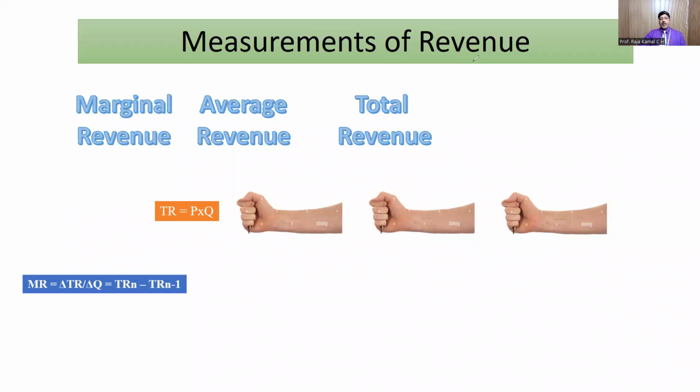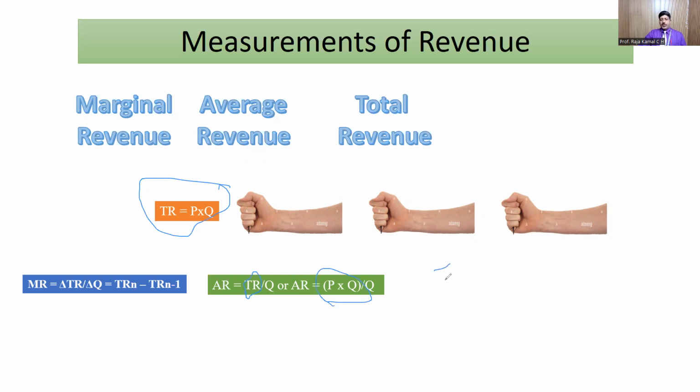Next, we will discuss average revenue. Average revenue is the total revenue divided by quantity, or P into Q by quantity. Both are the same because the total revenue formula is P into Q. You can use TR or P into Q, both are the same. Suppose the total revenue I received was 50 and the number of units I sold was 5. Now the average revenue is 10. This is how to calculate the average revenue.